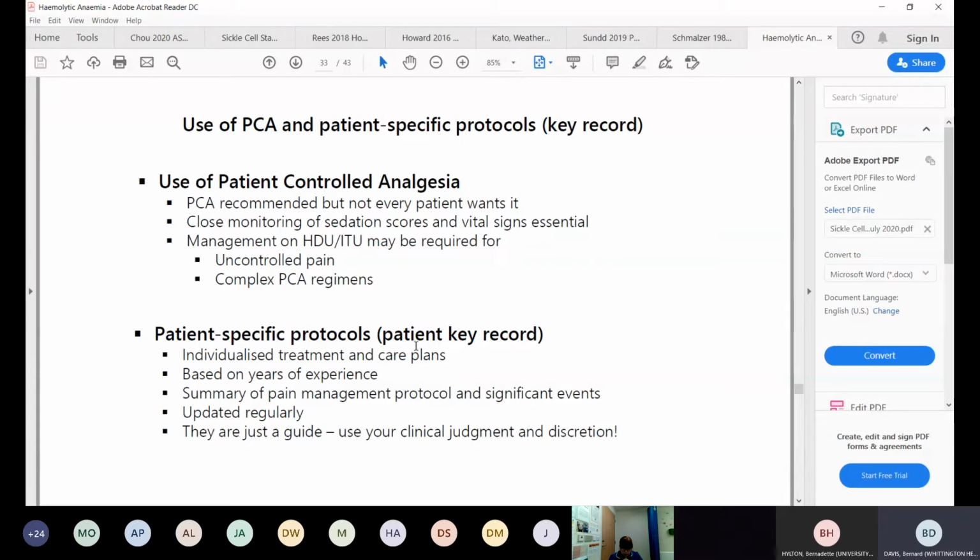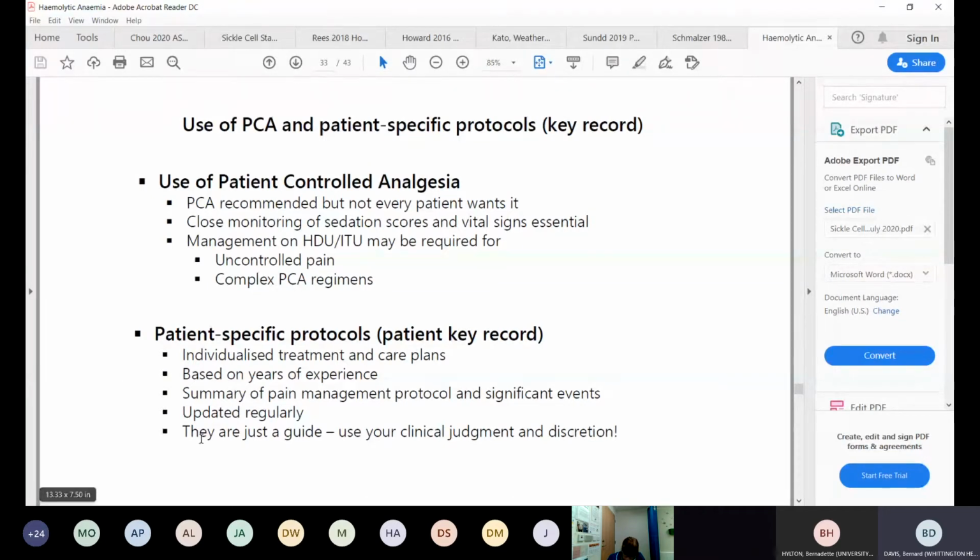Let me point out the importance of the patient key record, or the protocols as they're also known. Now, these are treatment plans that have been devised for the patients based on years of experience of looking after that patient. And usually what that key record does is to summarize not just what they need to control their pain effectively, but other comorbidities that they might have, which might have an impact on their care. So it's important to check those protocols.